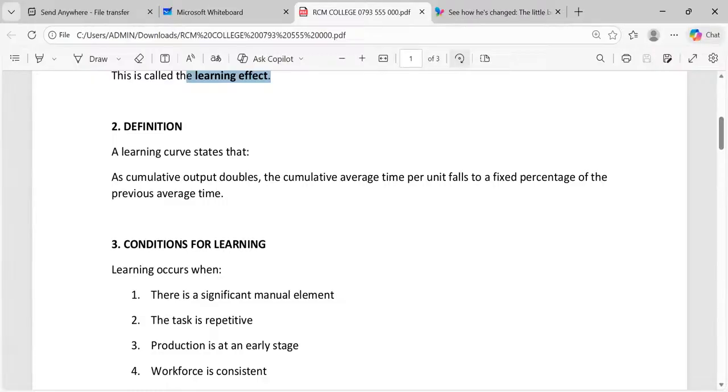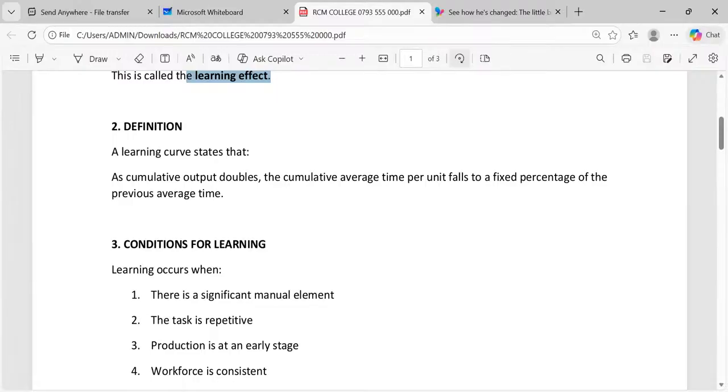So please listen. As I produce more and more, I get experience. And as I get experience, the time of the subsequent units will keep on reducing. So as cumulative output increases, I'm producing my 10th chair, I'm producing my 20th chair. The subsequent units, I expect myself to produce them much faster given the experience that I've been able to learn.